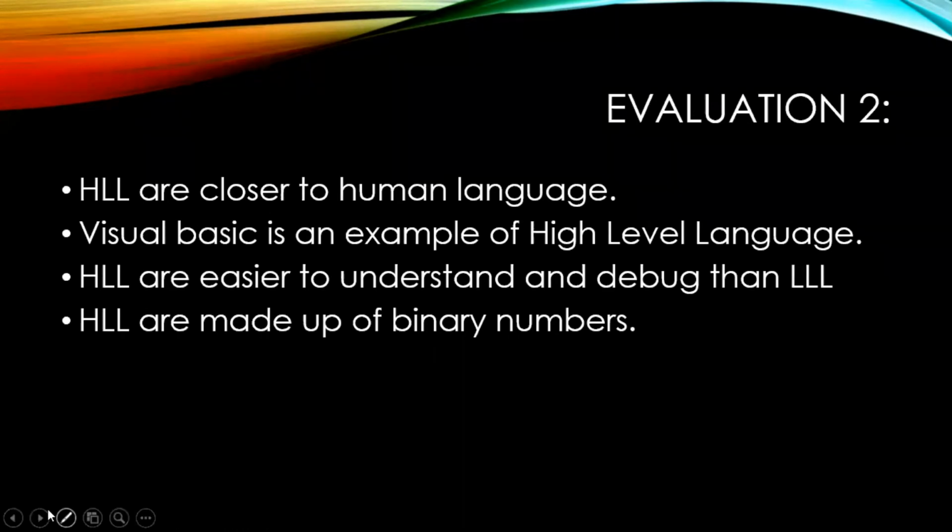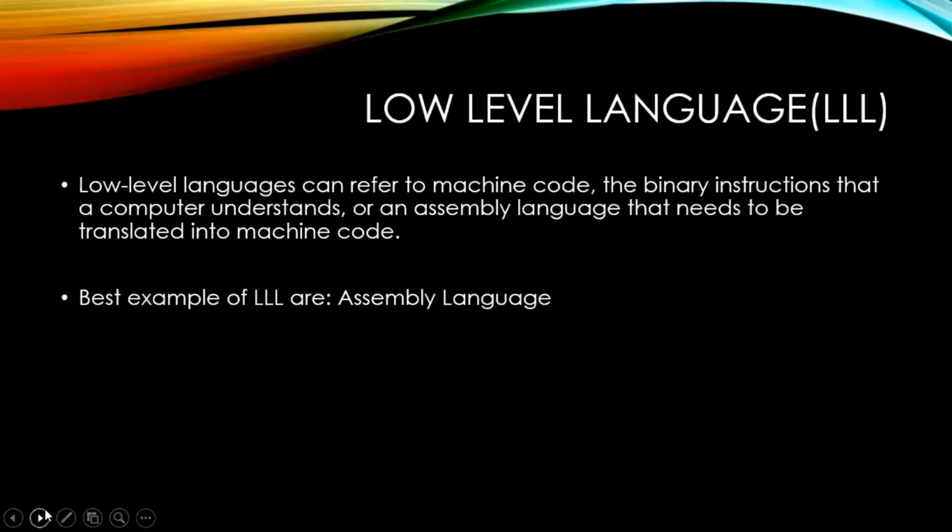Okay, let's continue now. Low-level language. Low-level languages can refer to machine code. Okay, not really machine code exactly, but they are close to machine code. The binary instruction that a computer understands, or an assembly language that needs to be translated into machine code. So machine code is found at the bottom. Low-level languages are closer to the machine code because we use a little of hexadecimal here. One example of a low-level language is an assembly language.